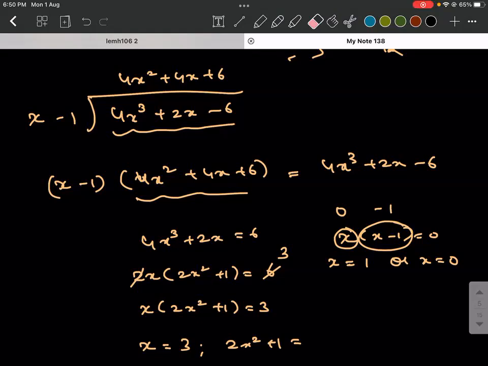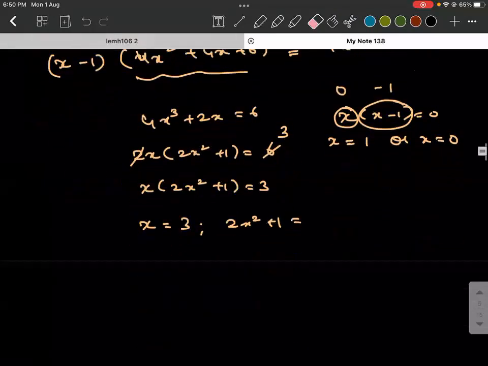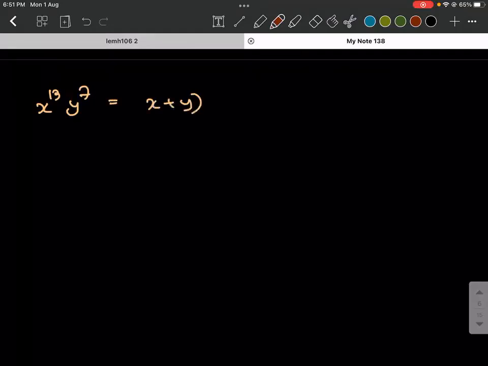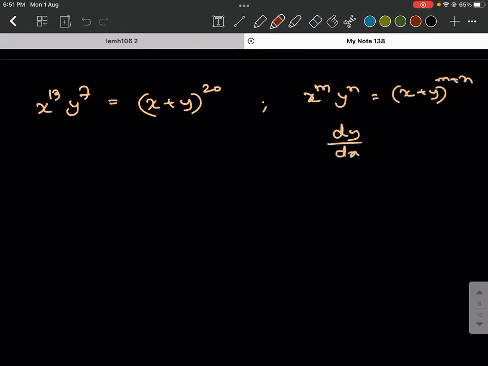X power 13, y power 7 is equal to x plus y the whole power 20. The x power m into y power n is equal to x plus y the whole power m plus n. So dy by dx, fine. It's a textbook problem. Did you see? So guys, those who are online, observe. What is the question? X power 13 into y power 7 is equal to x plus y the whole power 20. Remember one thing: if x power m into y power n is equal to x plus y the whole power m plus n, then dy by dx is y by x.